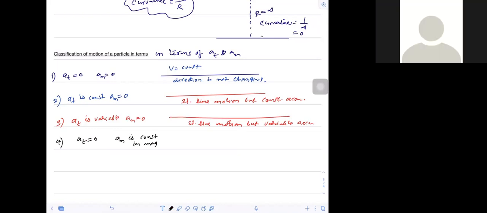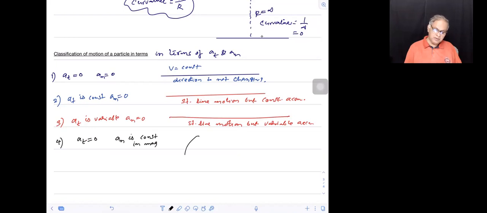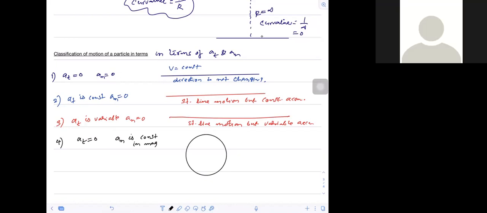Yes, sir. Uniform circular motion. Yes, uniform circular motion, isn't it? What does it mean, children?